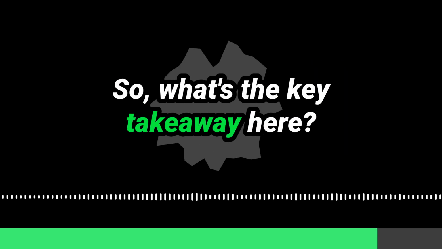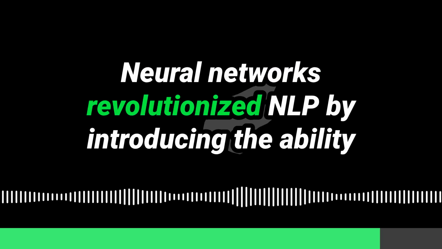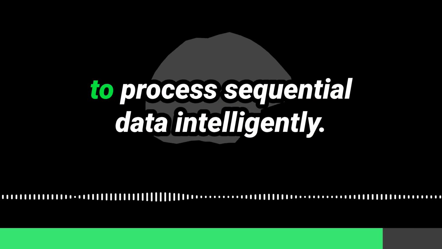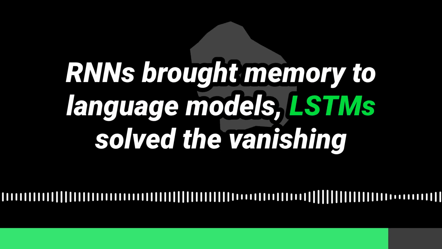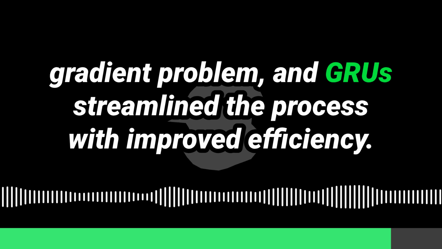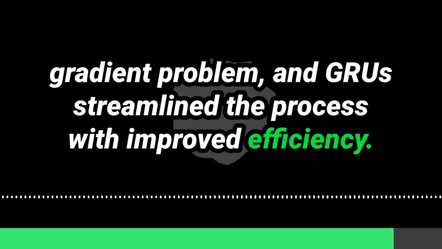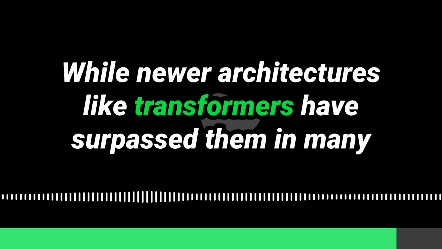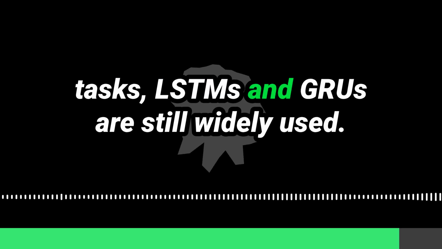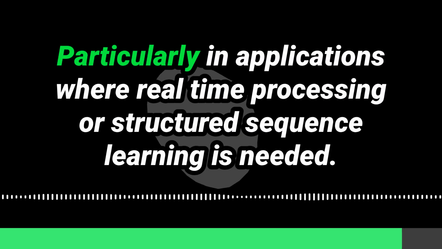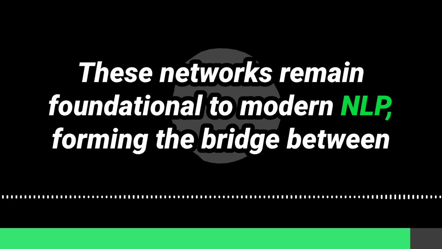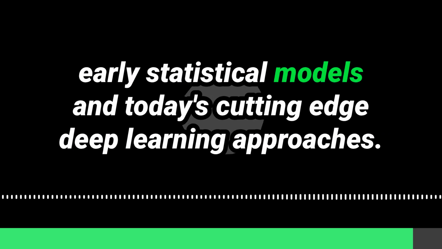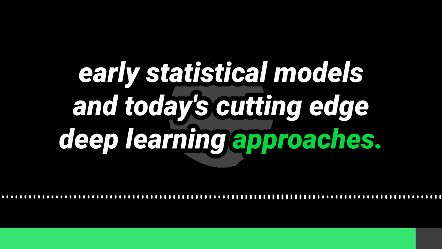So, what's the key takeaway here? Neural networks revolutionized NLP by introducing the ability to process sequential data intelligently. RNNs brought memory to language models, LSTMs solved the vanishing gradient problem, and GRUs streamlined the process with improved efficiency. While newer architectures like transformers have surpassed them in many tasks, LSTMs and GRUs are still widely used, particularly in applications where real-time processing or structured sequence learning is needed. These networks remain foundational to modern NLP, forming the bridge between early statistical models and today's cutting-edge deep learning approaches.